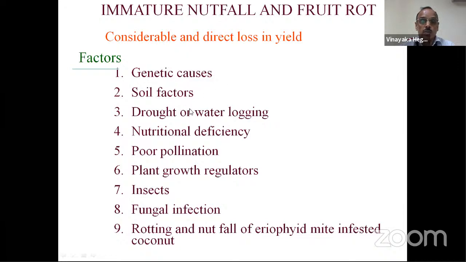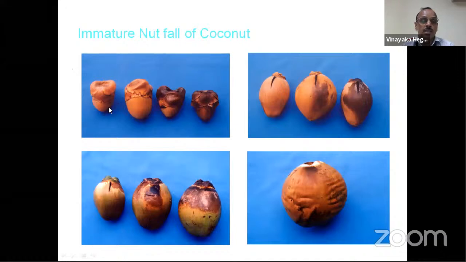Genetic causes, soil factors, drought or water clogging, it may be different factors, as I listed here. There may be nut fall because of these. But what we will see is that fungal infection also can lead to nut fall. Whenever there is a nut fall, we have to look at the fallen nuts. If we see these black lesions, some blackening, then we are sure that there is a fungal infection and we can go for management of this.